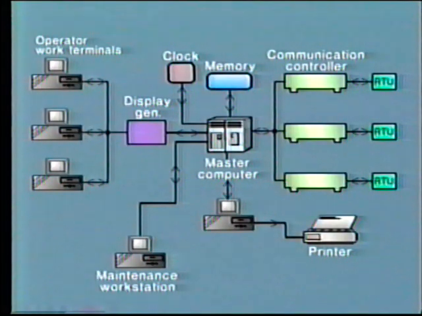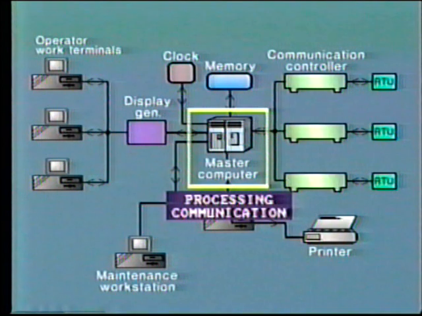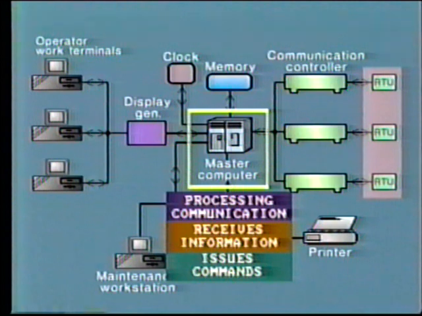Let's look at a generic system in block diagram form. The heart of this master station is the CPU, which in different installations may be called the master computer or the host computer or some other designation. This unit carries the operating instructions for processing and communication between other peripheral computers. It receives information, processes it, and issues operating commands to connected devices.